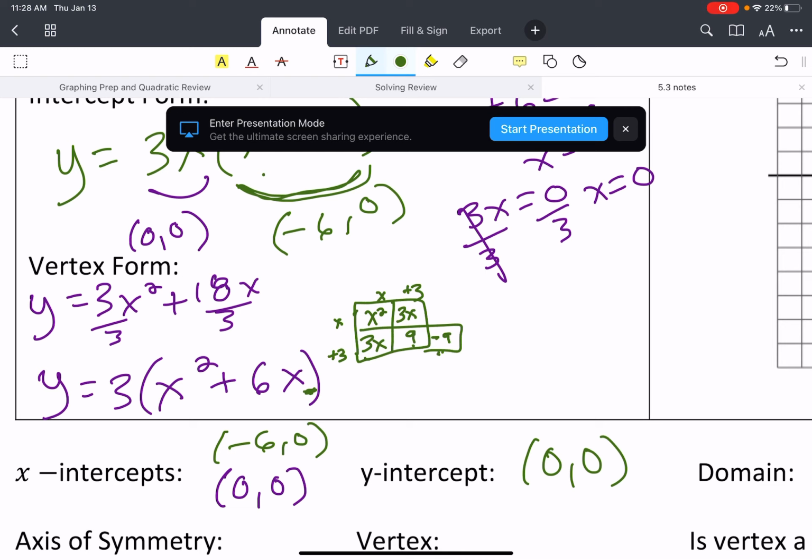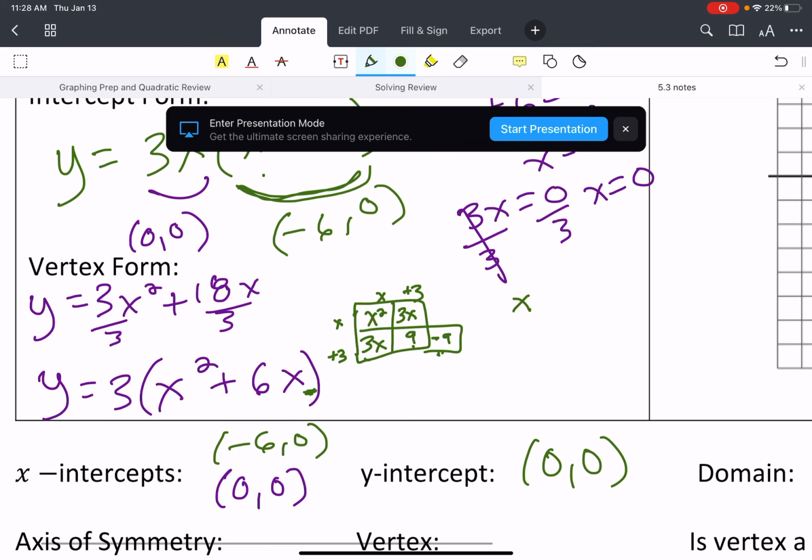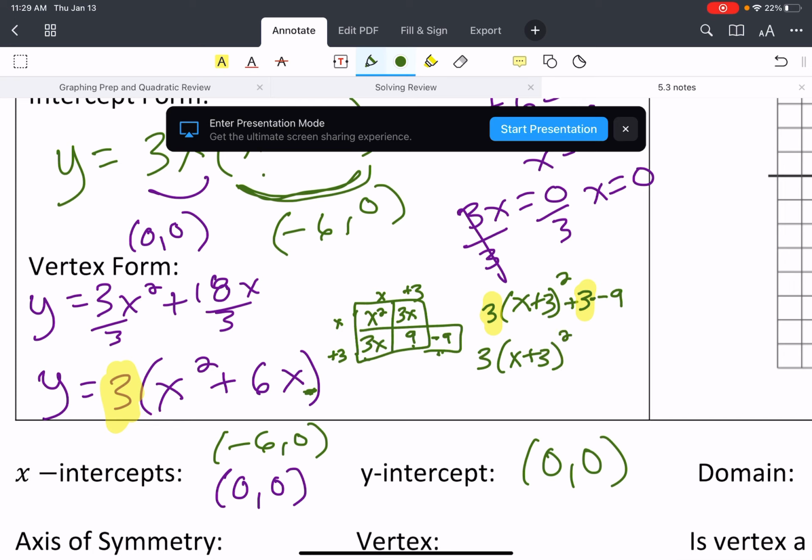Okay, so just like on the other ones on the first page when I had that GCF, I have this x plus 3 squared, right? Plus my -9. But how many of those are there? There's 3 of them, right? So 3 times x plus 3 squared minus 27 is my vertex form.